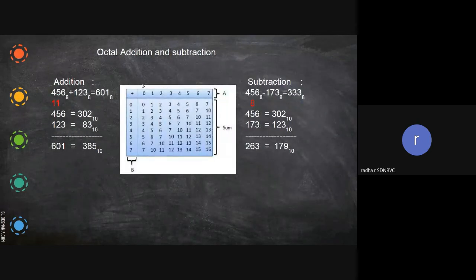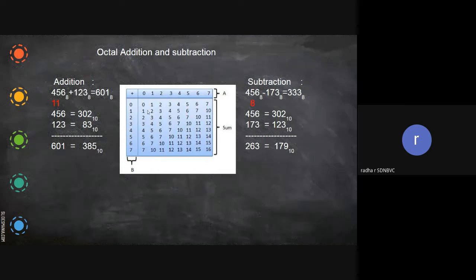Okay, now we'll see octal addition and subtraction. This is the given number, an octal number. These two are octal. Now you add these two. When you are adding, you should not get more than 7. So that rule you have to remember.